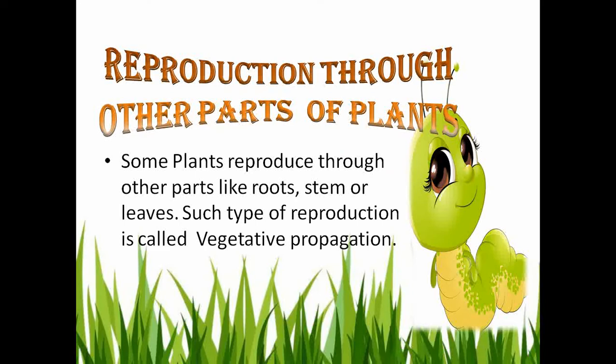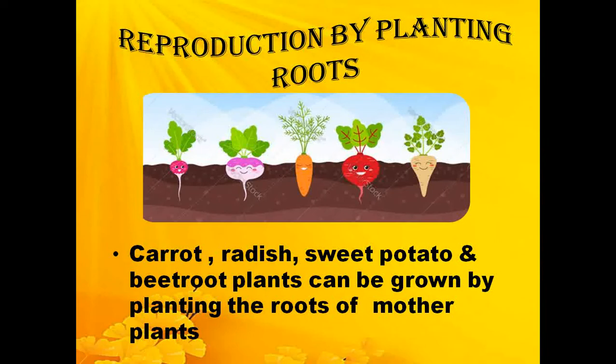Now we'll read about reproduction through other parts of plant. Some plants reproduce through other parts like roots, stem or leaves. Such type of reproduction is called vegetative propagation. So we'll read about the first type, that is reproduction by planting roots.